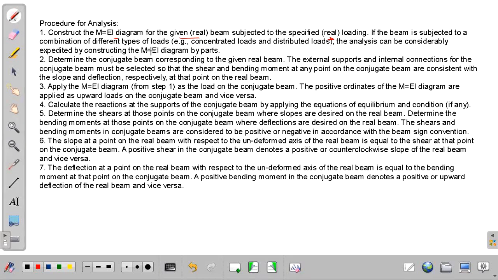This is to draw the moment diagram. And after drawing the moment diagram, you have to construct your M over EI diagram. If your flexural rigidity, yung EI natin, is constant, syempre, parehas pa rin yung moment diagram natin sa M over EI diagram. However, if you have a non-prismatic beam, so magkakaiba yung moment of inertia natin, syempre, mag-iiba yung diagram ng moment saka yung M over EI diagram. Okay? So after drawing the M over EI diagram of the real loading, yung kukunin ninyong M over EI diagram is yung given real beam, specified by the real loading, hindi yung sa conjugate, okay?